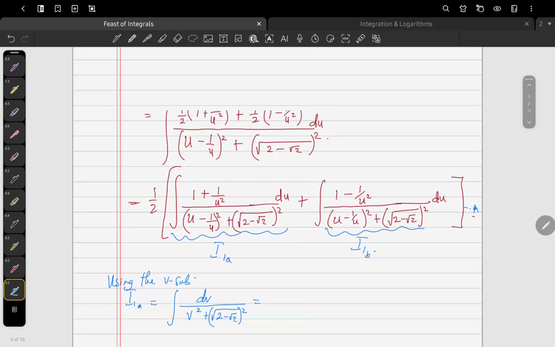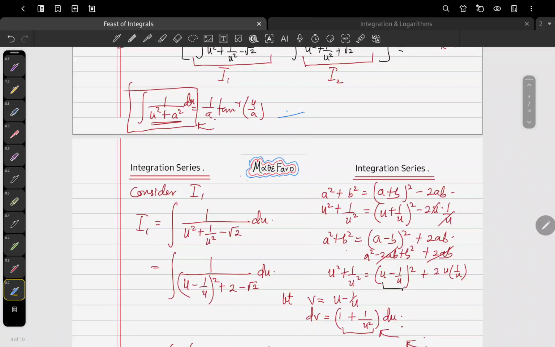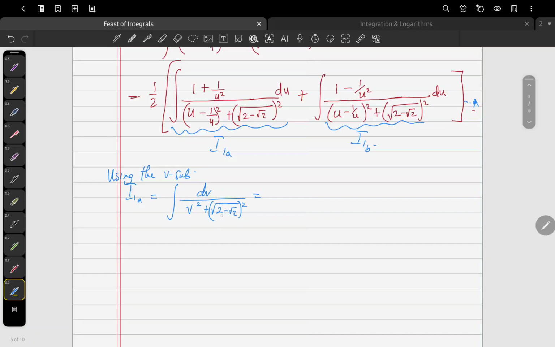And that is exactly equal to, from here, our a, this is our a. So it will be 1 over square root of 2 minus square root of 2 tan inverse of v over square root of 2 minus square root of 2. So that is our I1a.